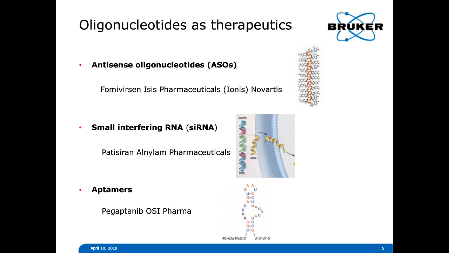The third category is an aptamer. Aptamers are short, single-stranded DNA or RNA molecules that can bind to a target. This could be a protein, a peptide, carbohydrates, or small molecules. They bind with high specificity and selectivity. The binding is determined by the tertiary structure rather than the primary sequence. And the example here is pegaptanib, which was developed by OSI Pharma.